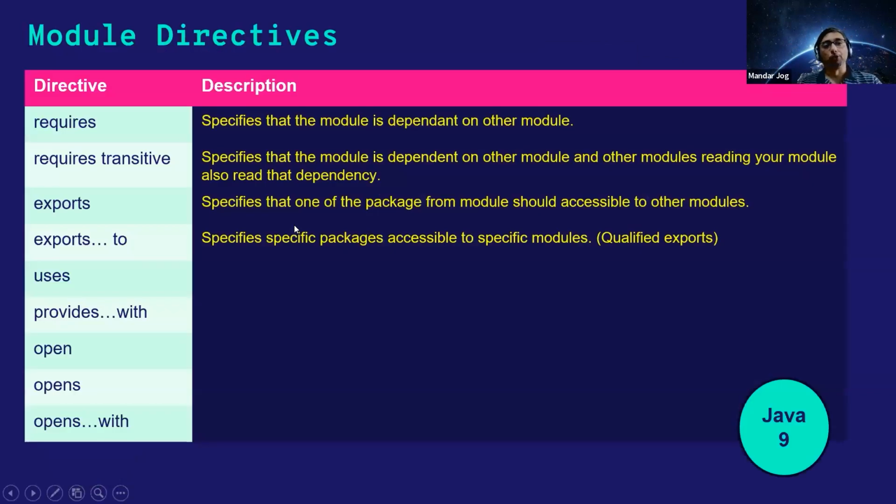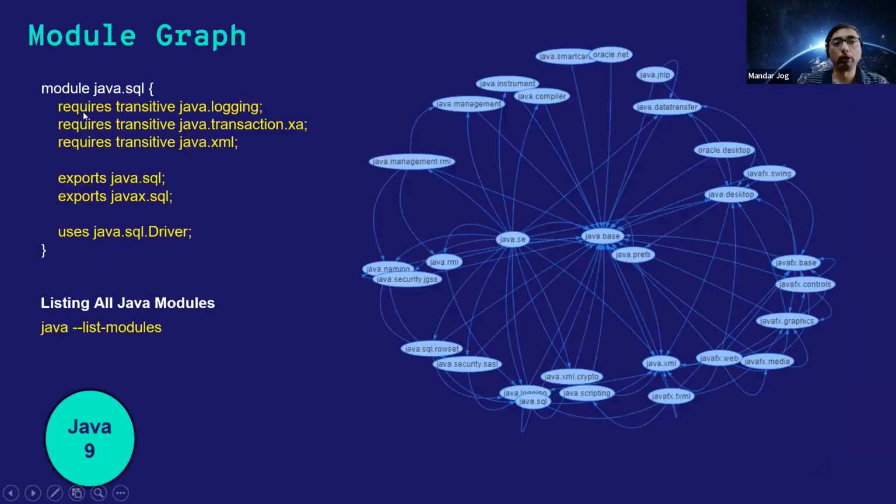As I mentioned, this is introductory level, so I will not talk about everything because time will not permit. Otherwise I would talk about modules for two hours, and may not cover other versions. But these are the different directives which are available. We'll talk about a few. A requires directive specifies that the module is dependent on other modules. So if you see, it says that java.sql requires java.logging.